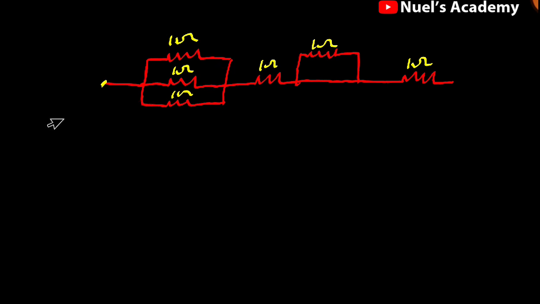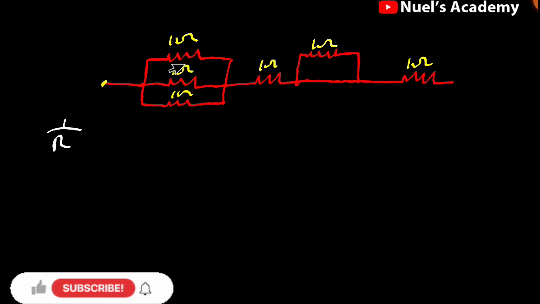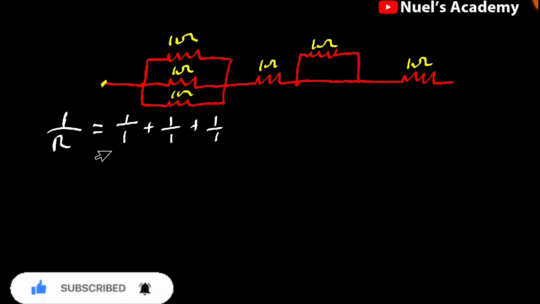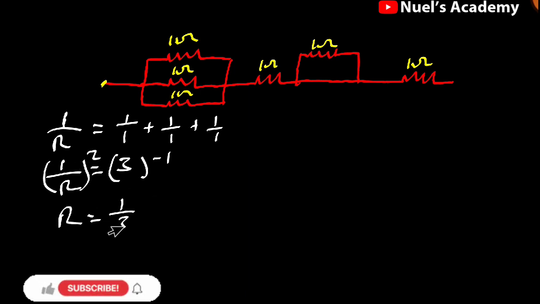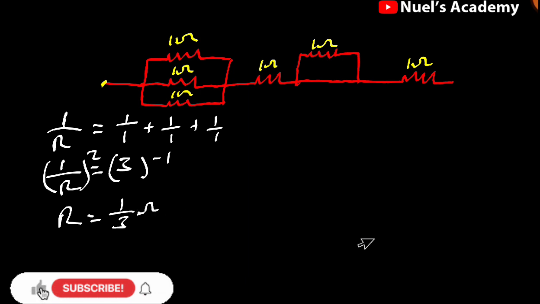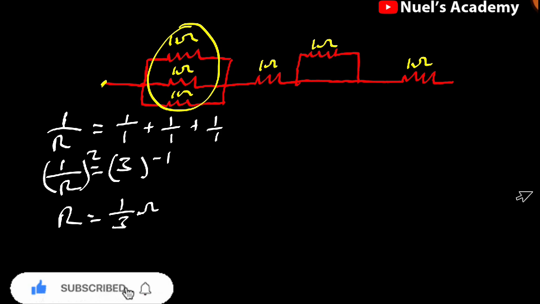Alright, so we have that 1 over the equivalent resistance for this one. Let me just be writing 1 over R, so as not to confuse you. So 1 over R here is equal to 1 over 1 plus 1 over 1 plus 1 over 1. Now 1 over 1 is equal to 1. Now 1 plus 1 is equal to 2. 2 plus 1 is equal to 3. Let's take the inverse of both sides. So I have that R is equal to 1 over 3 ohms. So the equivalent resistance of these ones that are connected in parallel is equal to 1 over 3 ohms.